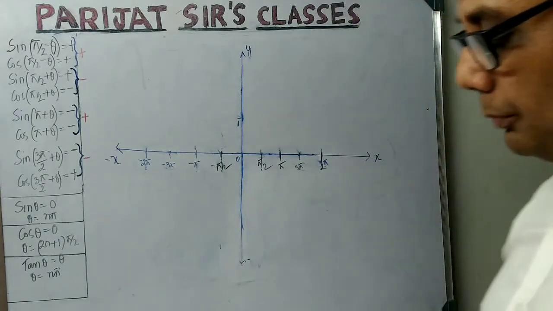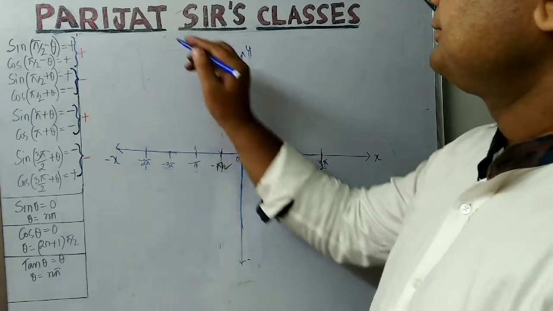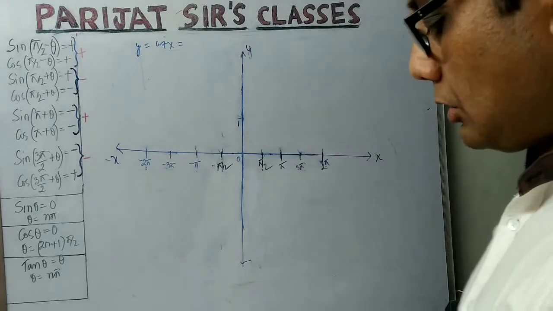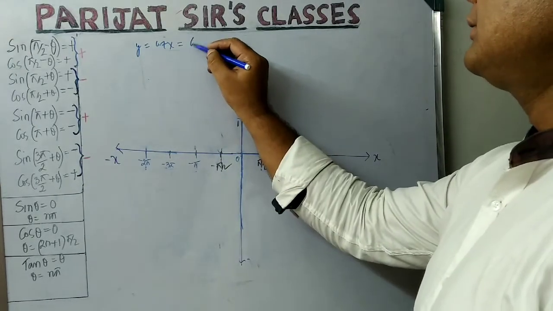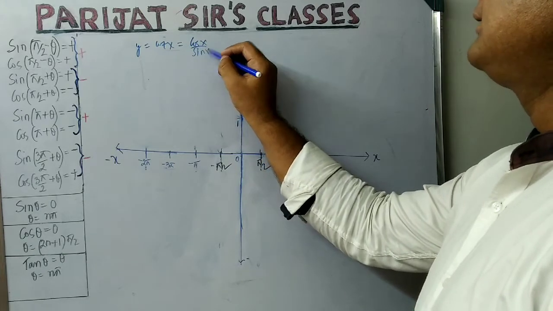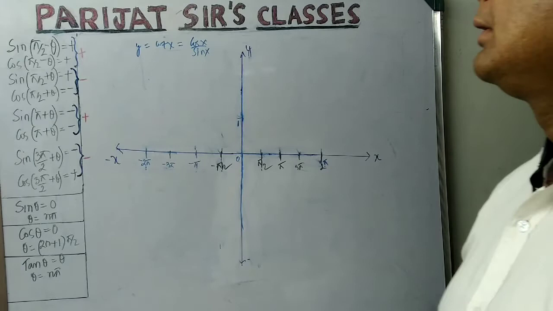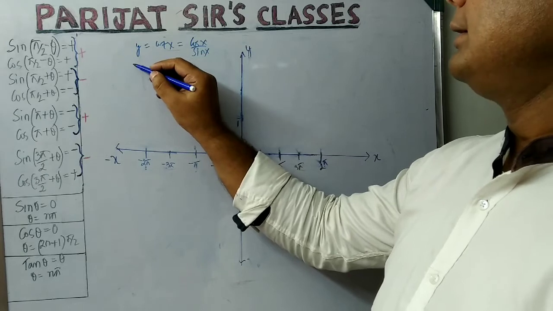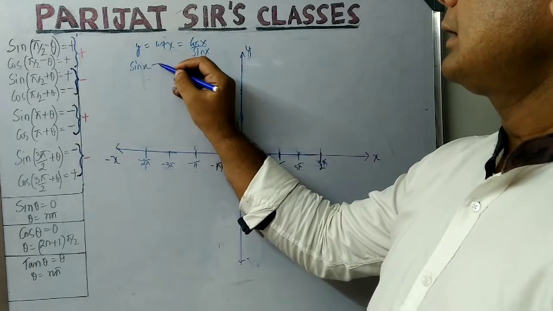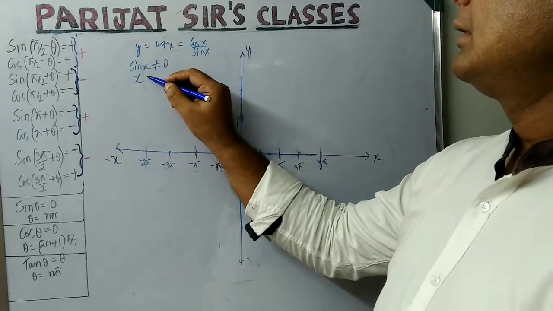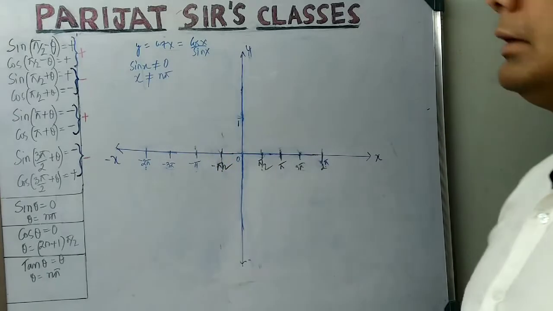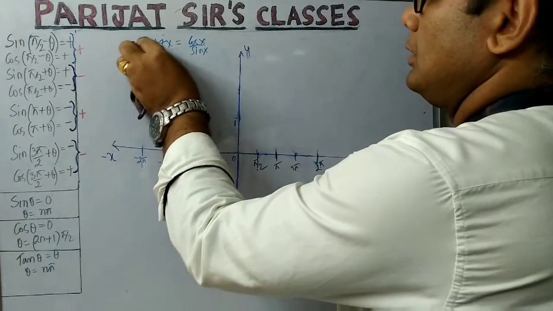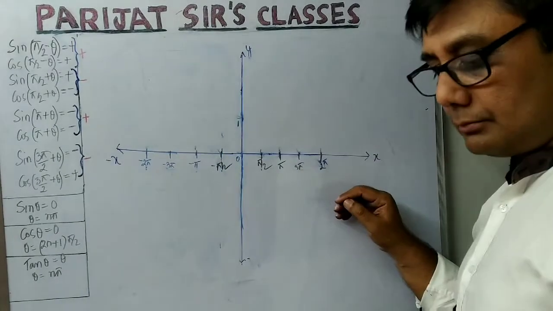So now let us see how to plot y equal to CotX. Now CotX is what? CotX is CosX by sin x. So I know that for this graph to be valid, the sin x part cannot be 0. That means x cannot be n pi. So let us plot the graph of y equal to CotX.